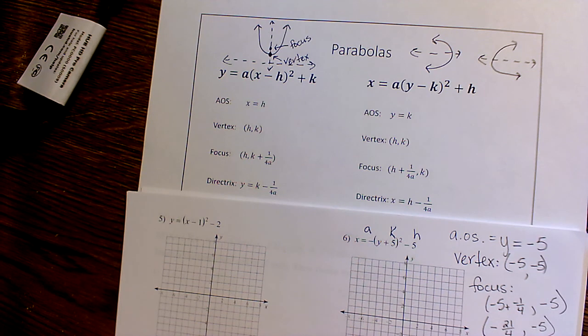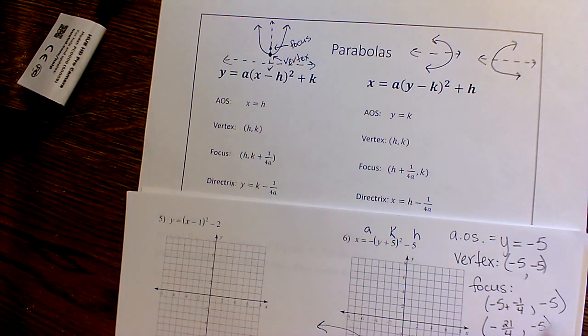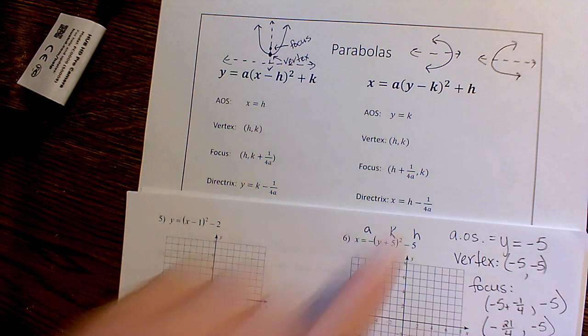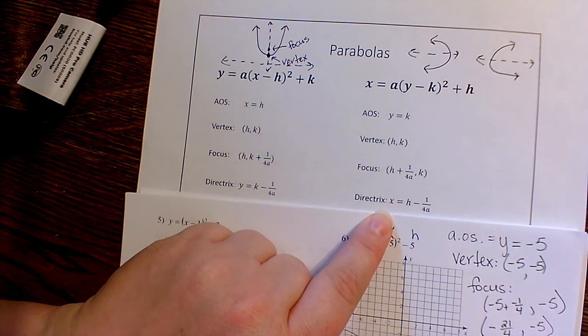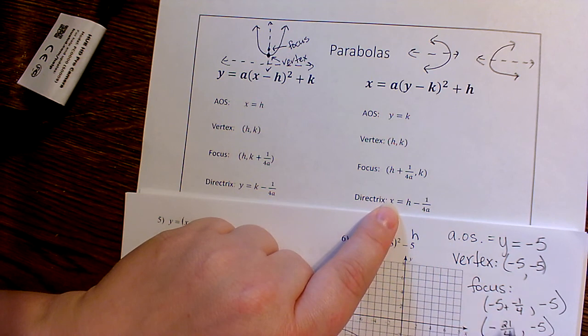And since this is negative in the front, it's going to open to the left instead of to the right. On these, you don't have to worry about getting additional points. Just make sure it's opening the right way. And then for the directrix, our notes say it's going to be x equals, and this time we're going to subtract our -1/4 from the h. So the h was -5, so we're going to subtract our -1/4. Minus a negative is plus a positive.